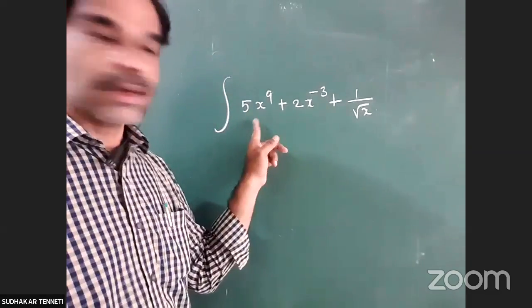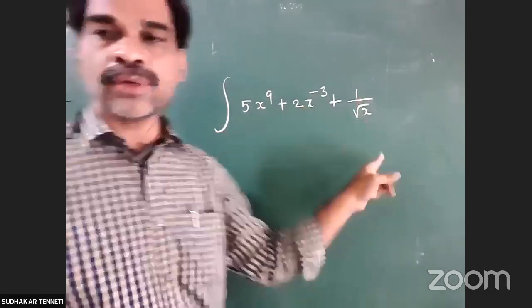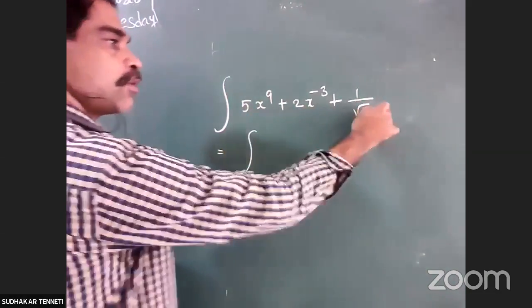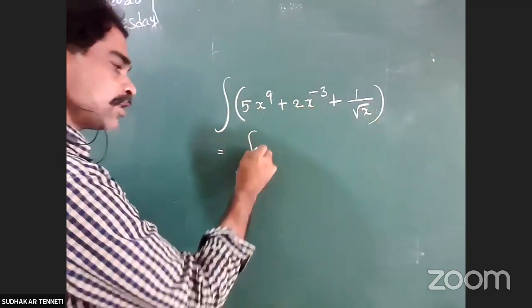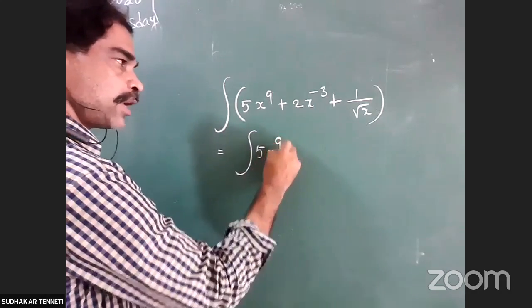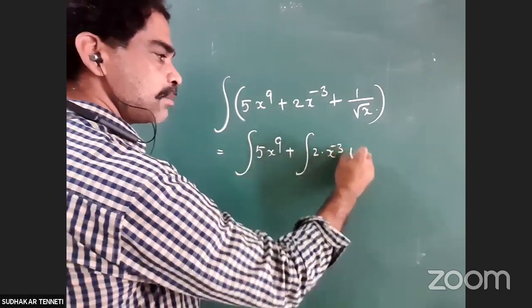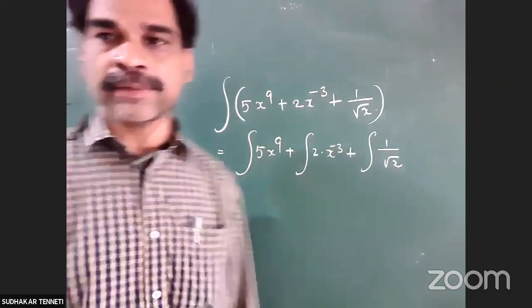Integral of 5 into x power 9 plus 2x power minus 3 plus 1 by root x. So what you have to do here? You have to apply this integral for all the three terms. First term, second term, and third term. That means you'll get integral of 5 into x power 9 plus integral of 2 into x power minus 3 plus integral of 1 by root x. For all the three you have to apply.